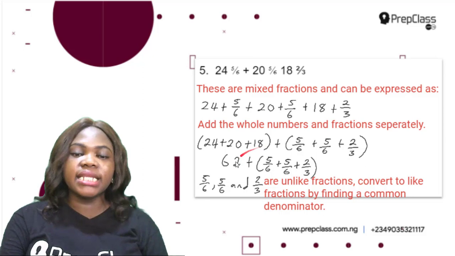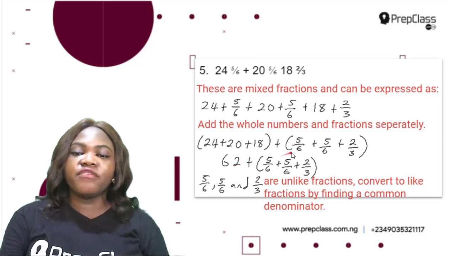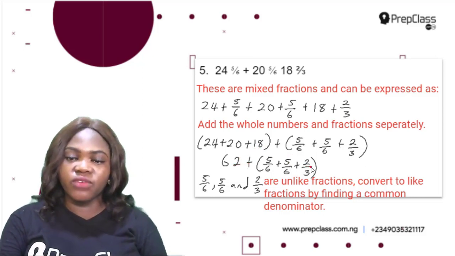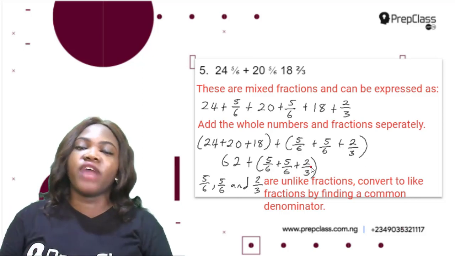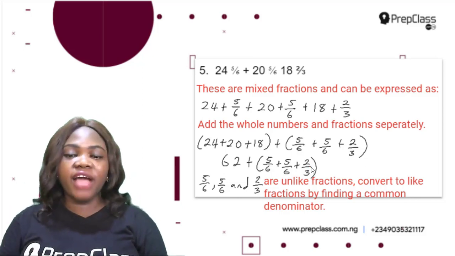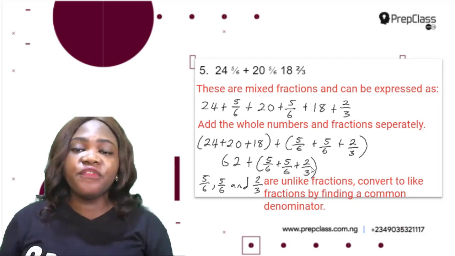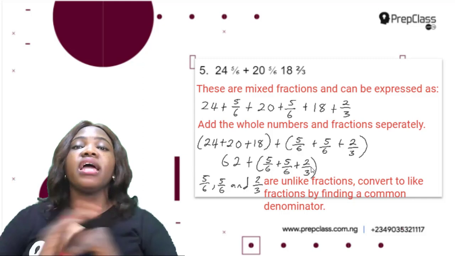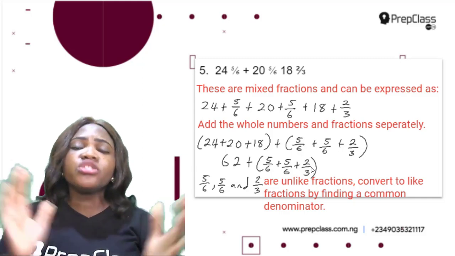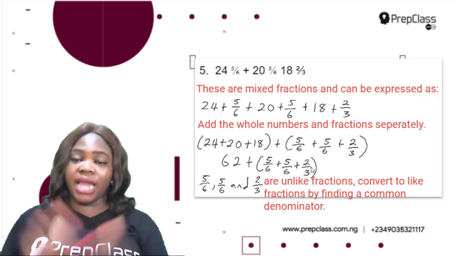44 plus 18 is 62, plus 5 over 6, plus 5 over 6, plus 2 over 3. Did you notice that we can't add this here? Why? Because they are unlike fractions. Unlike fractions are fractions that have different denominators, while like fractions are fractions that have the same denominators. So for us to be able to add fractions, they have to be like fractions.